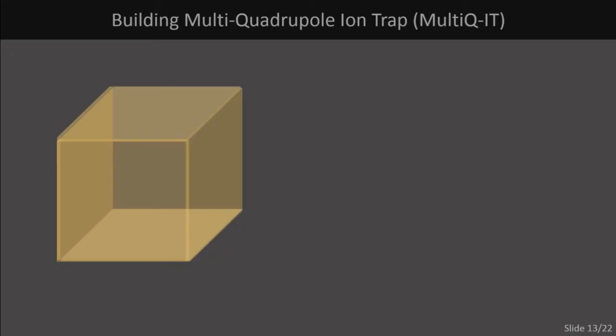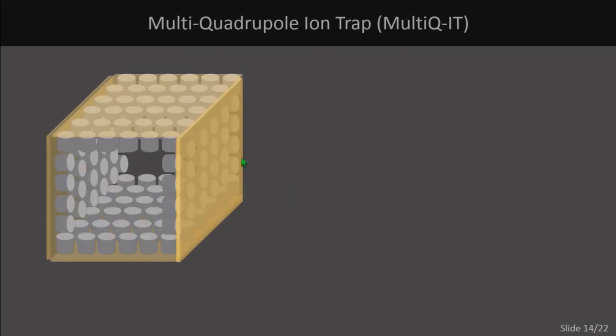In order to explain how this MultiQ-IT trap works, let me start by explaining how we start building it. We are still learning how to do that ourselves. So we start with a cuboid. It can be a parallelepiped or some higher order polyhedron.